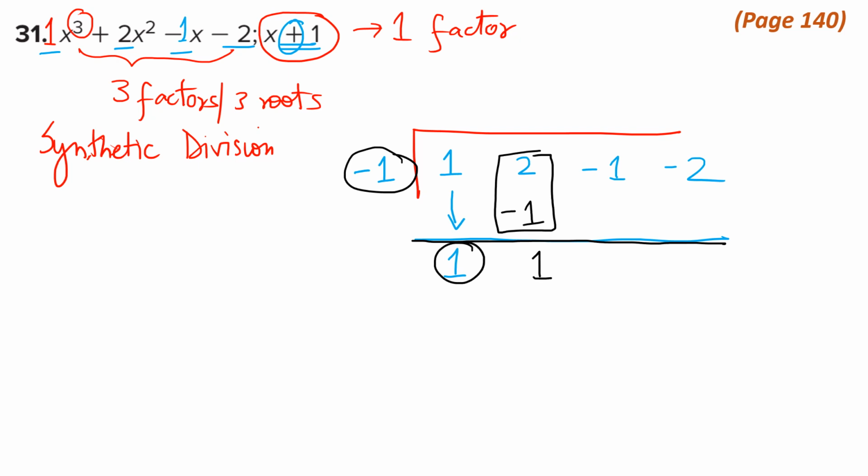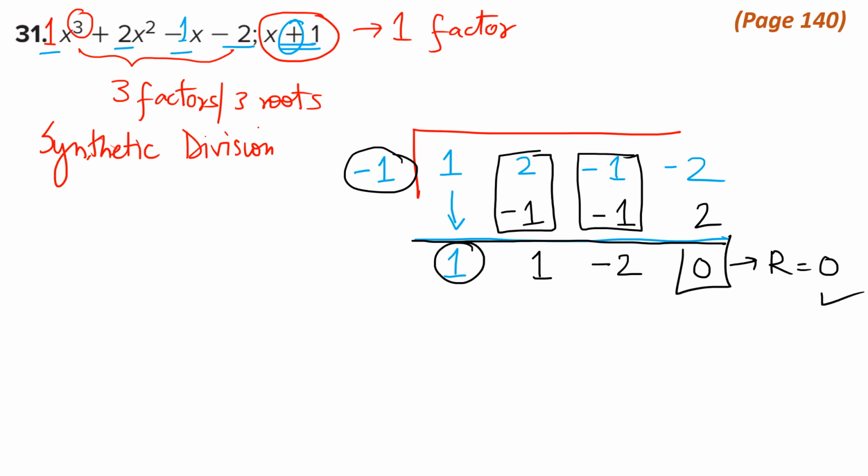Now again do the same, multiply with minus 1, it will give you minus 1, put down, add these two numbers, minus 1, it will give you minus 2. Then minus 2 times minus 1, that will give you 2. So the remainder is 0, and it should come 0. The remainder should come 0 because, why? Because it is given in the question that x plus 1 is a factor, therefore the remainder is 0.